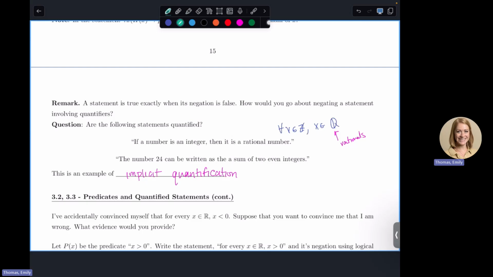The next one, the number 24 can be written as the sum of 2 even integers. I'm gonna throw another one at you. So there exist x and y in 2z. That's your even numbers, even integers, such that x plus y equals 24. Why is that 2z? We'll talk about it next time.